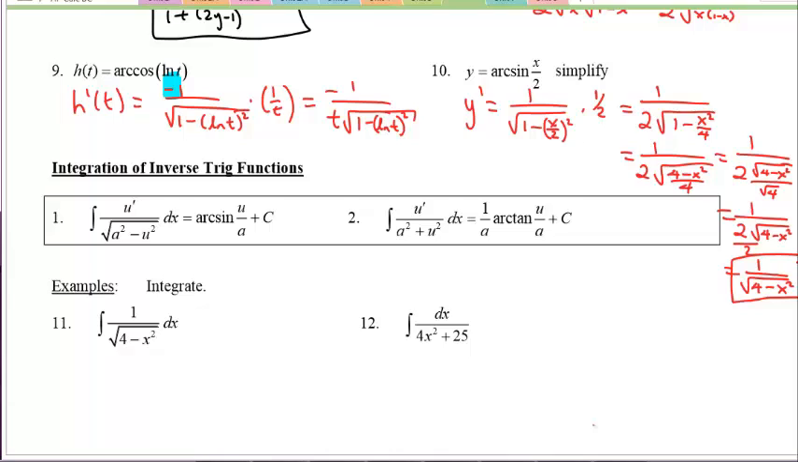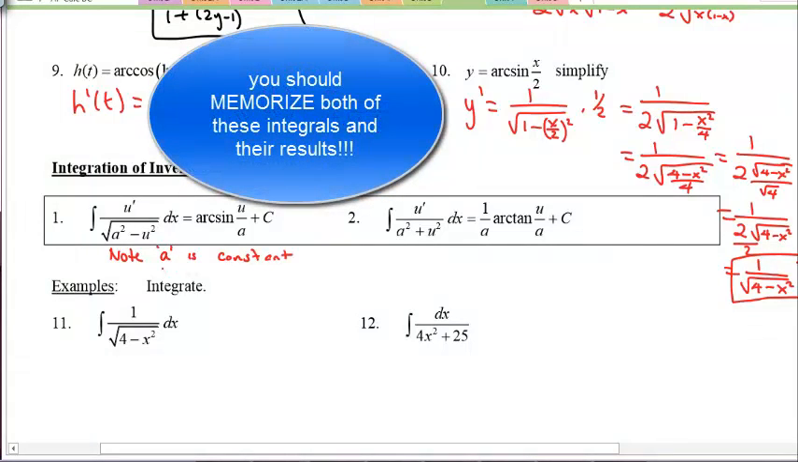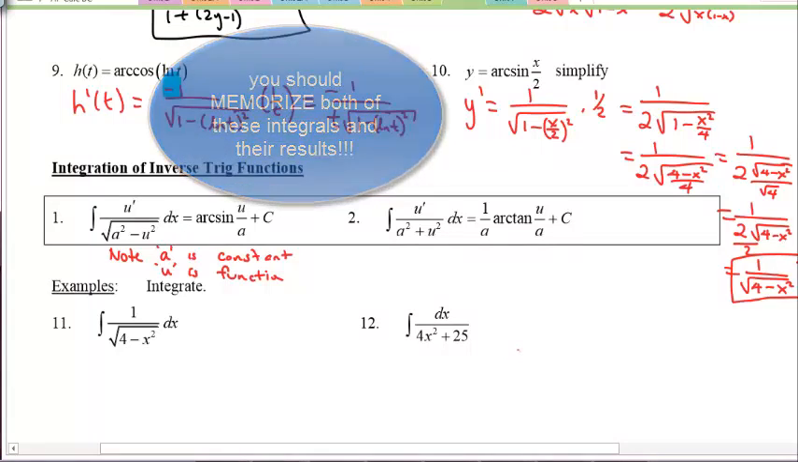So just going backwards. If I were to have a function where I have the u prime, or the derivative, on top, and you see in the bottom, you have a square root of something squared minus another function squared. Notice, usually in these cases, a is the constant, and u is the function. Then we can just apply this formula. You get arcsine of u over a plus c. Same thing if you have a squared plus u squared in that type of form, then you've got this arctangent.